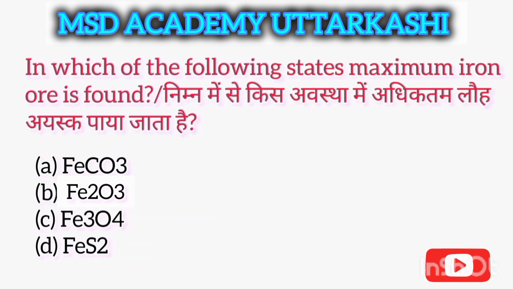Next question. In which of the following states maximum iron ore is found? Option A FeCO3, option B Fe2O3, option C Fe3O4, option D FeS2. So the correct answer is option B Fe2O3.